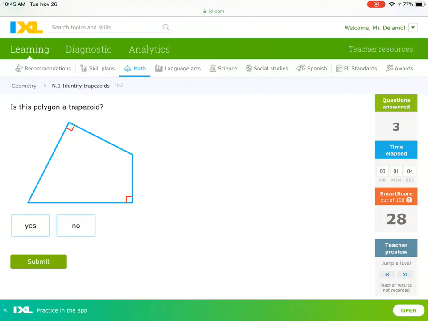This is not a trapezoid, although it does have 4 sides. No 2 of its sides are parallel to each other. So this is no.